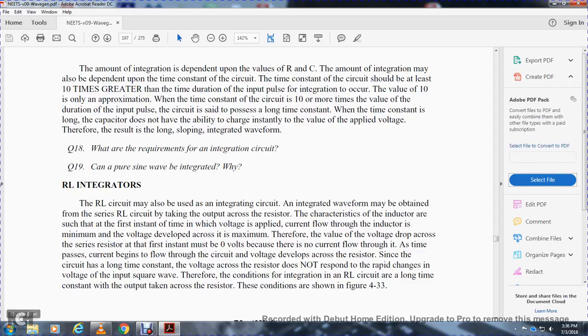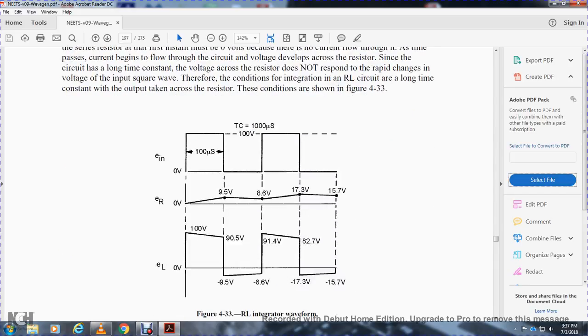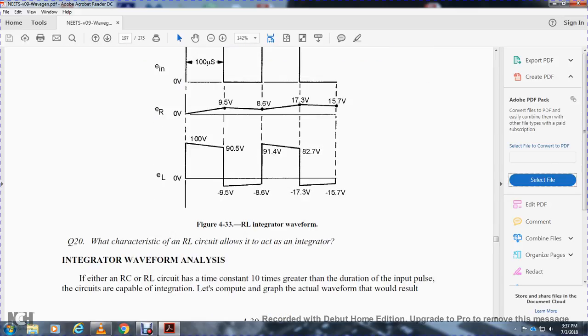Since the circuit has a long time constant, the voltage across the resistor does not respond to the rapid change of the voltage of the input square wave. Therefore, the conditions of integration in RL circuits are a long time constant and the output taken across the resistor. These conditions are shown in figure 4-33, which shows the RL integration waveform.